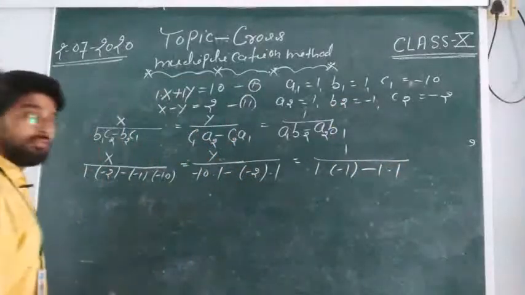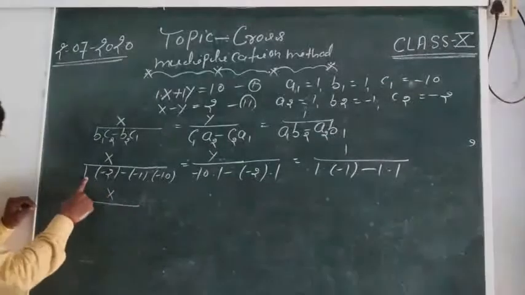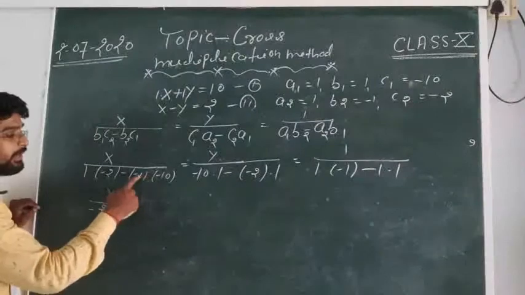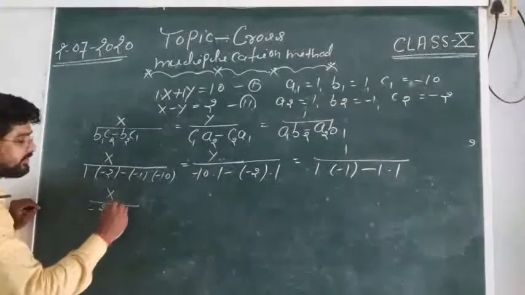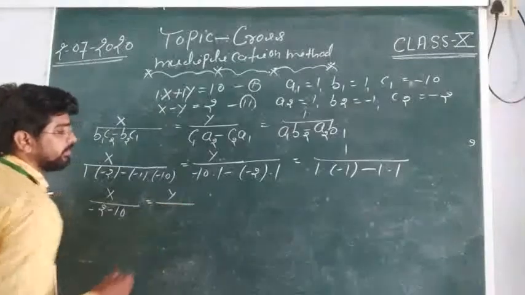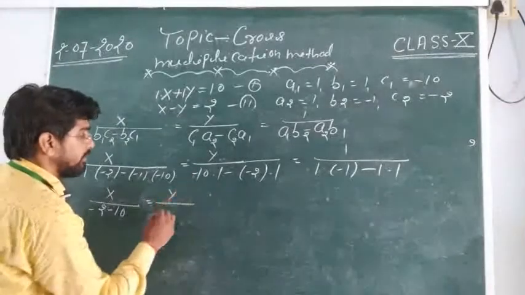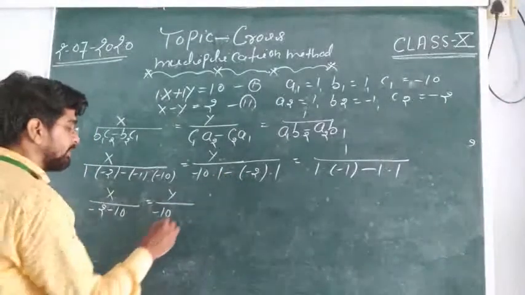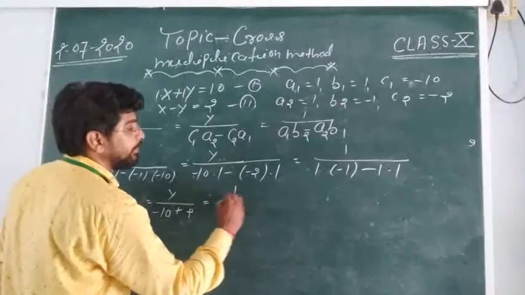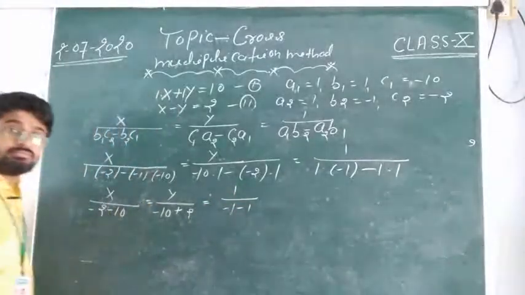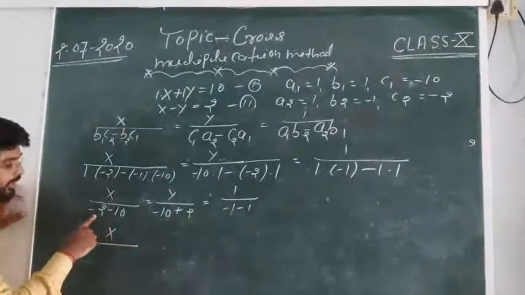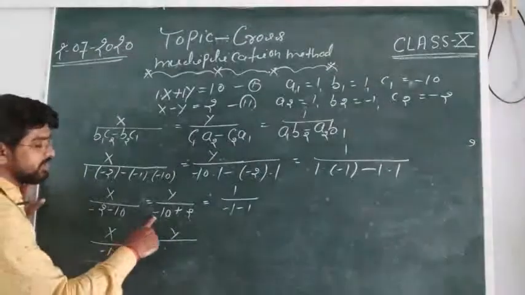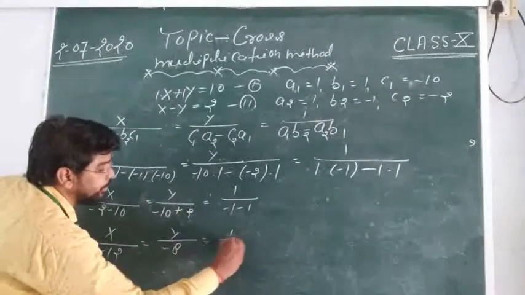So see, what we are getting: x upon minus 2 into minus 2 into 1 minus 2, minus plus, and plus minus 10 here, is equal to y upon minus 10 into 1 minus 10, and minus plus 2 is equal to 1 upon minus 1. Now students, minus 2 minus 10 is equal to minus 12, is equal to y upon minus 10 plus 2, minus 8, is equal to 1 upon minus 2.